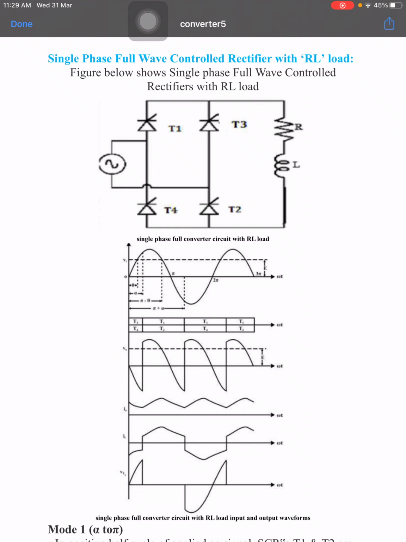Then what is the difference here? 4 thyristors we are using. Based on the 4 thyristors, we are applying the thyristor voltage, positive voltage as well as negative voltage. Here we will get the different modes of operation also: mode 1, mode 2, mode 3, mode 4. See here, mode 1 operation is from alpha to pi.